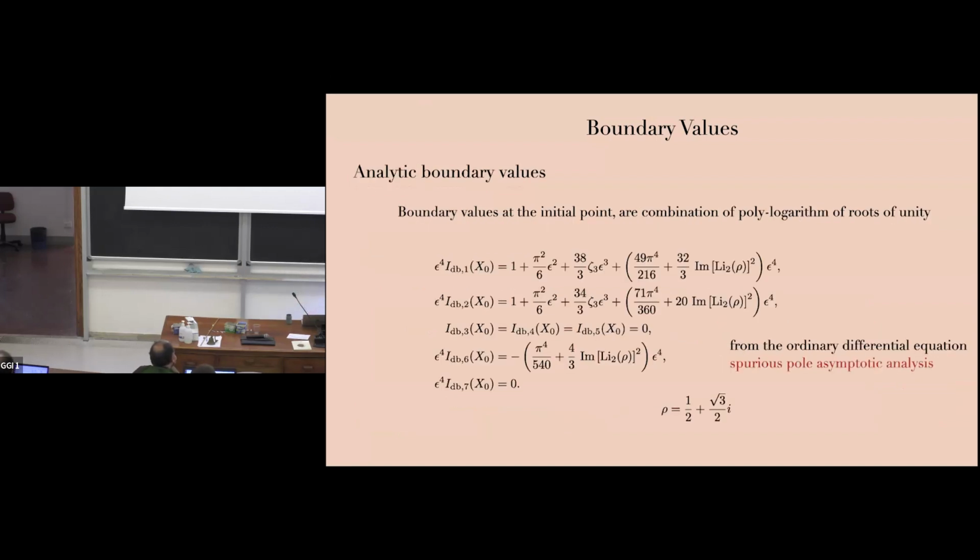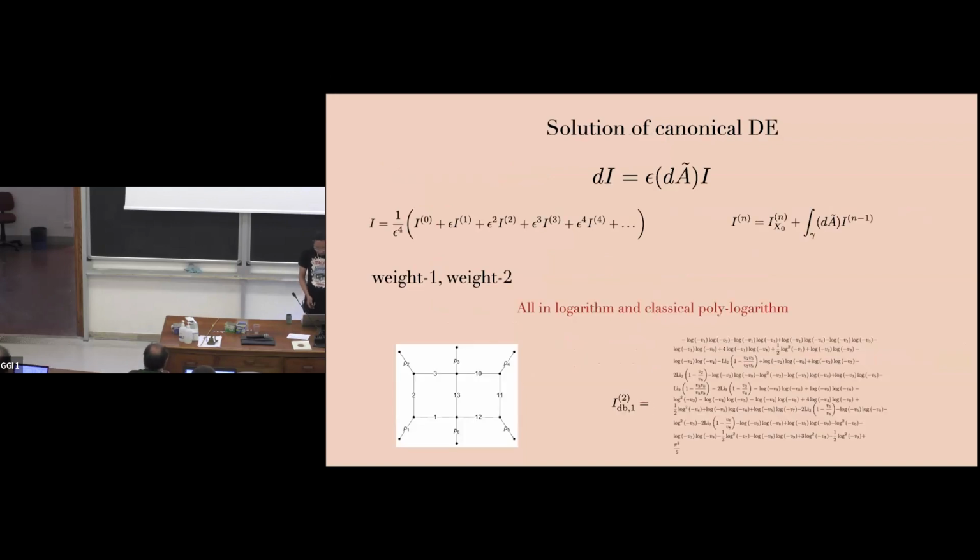So I just list them for the top sector. They are extremely simple at this very symmetrical point. And some of them are simply 0 by parity. The rest, the most complicated ones, will be just some root of unity and this Li2 function. So this is the boundary value. It's analytically solved. And then we solve the differential equation.